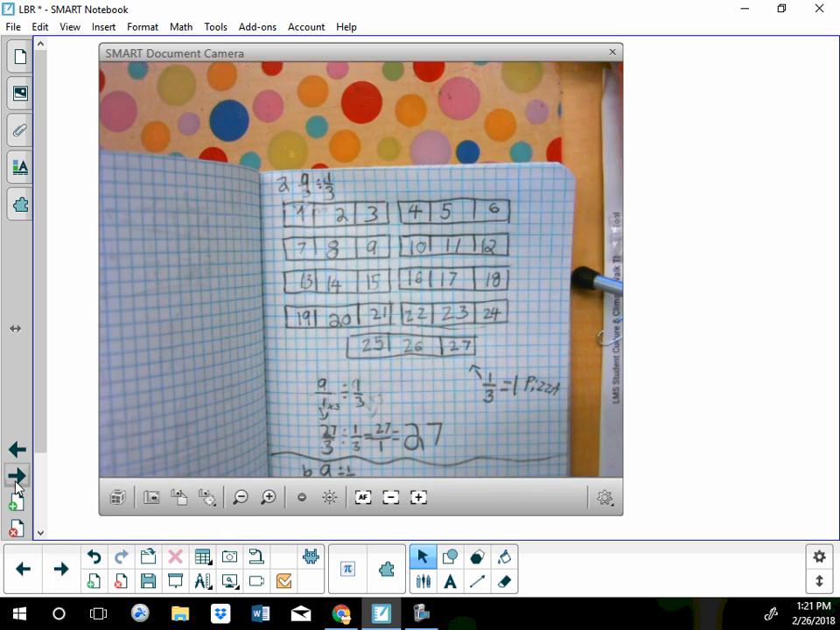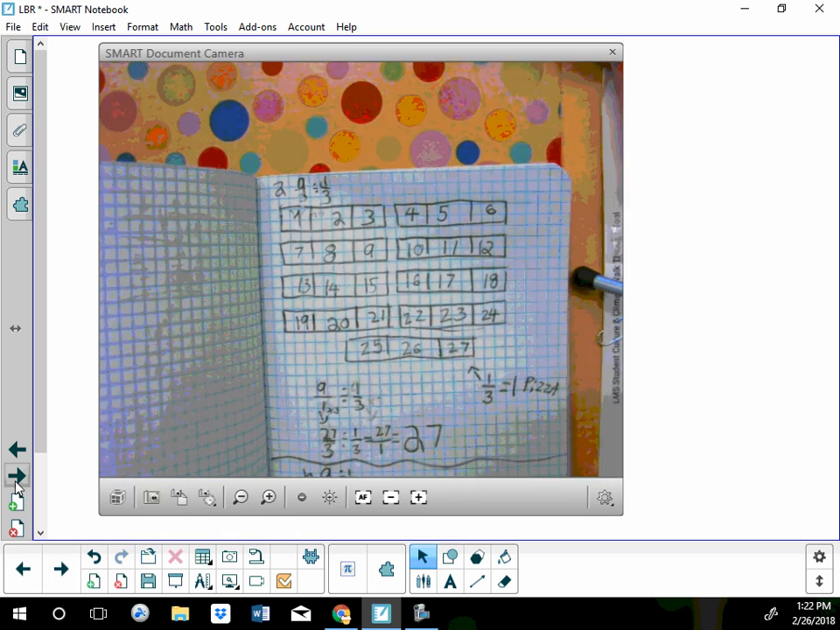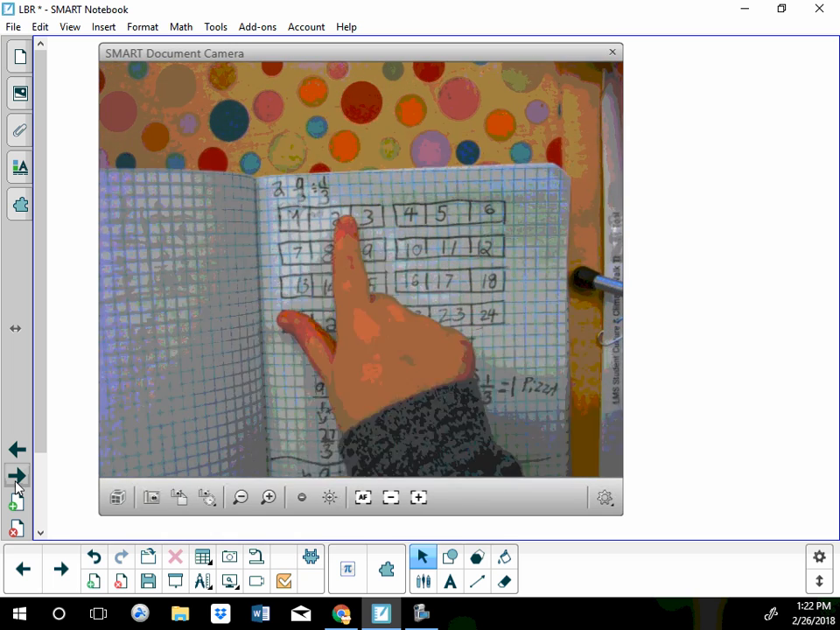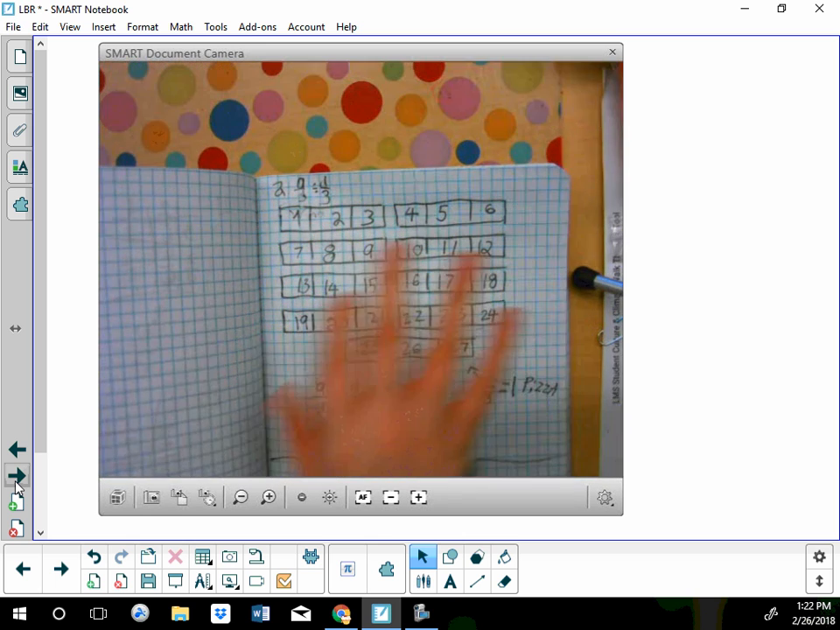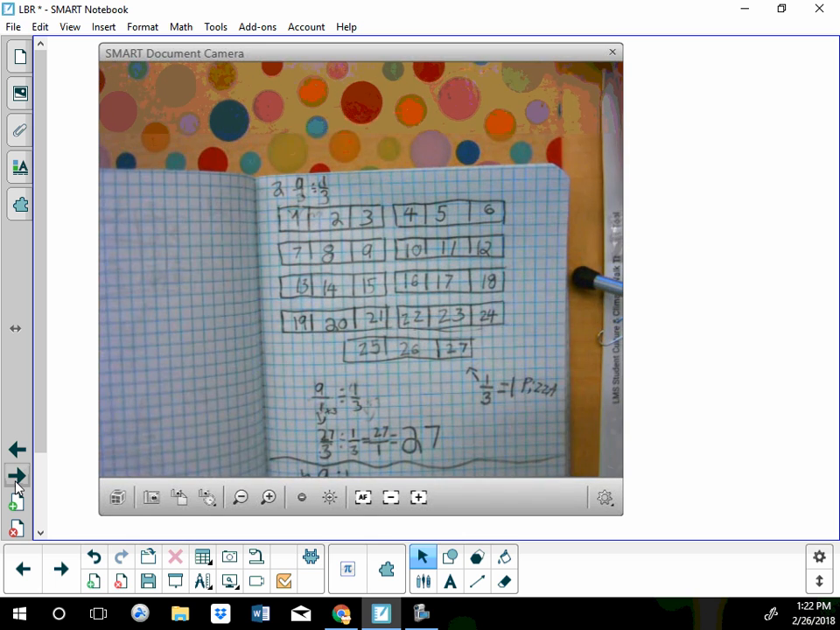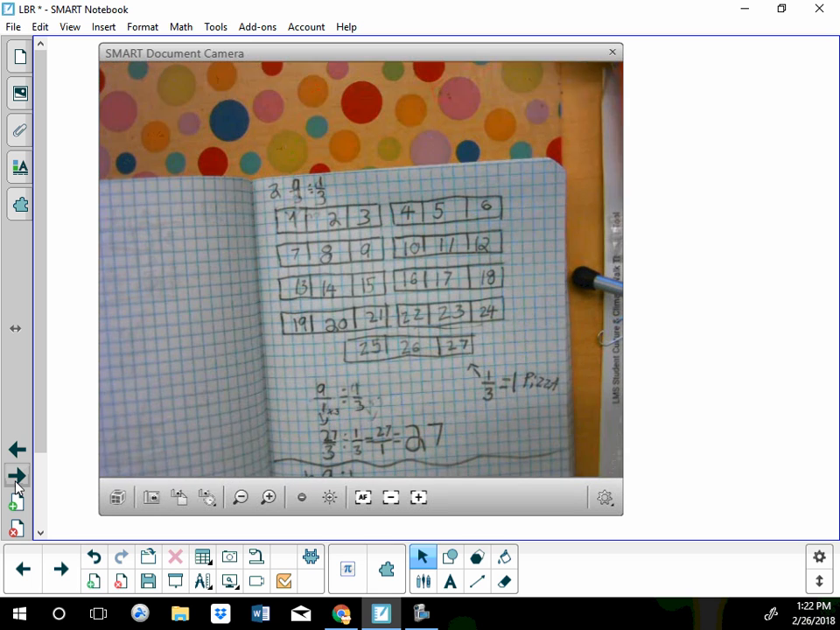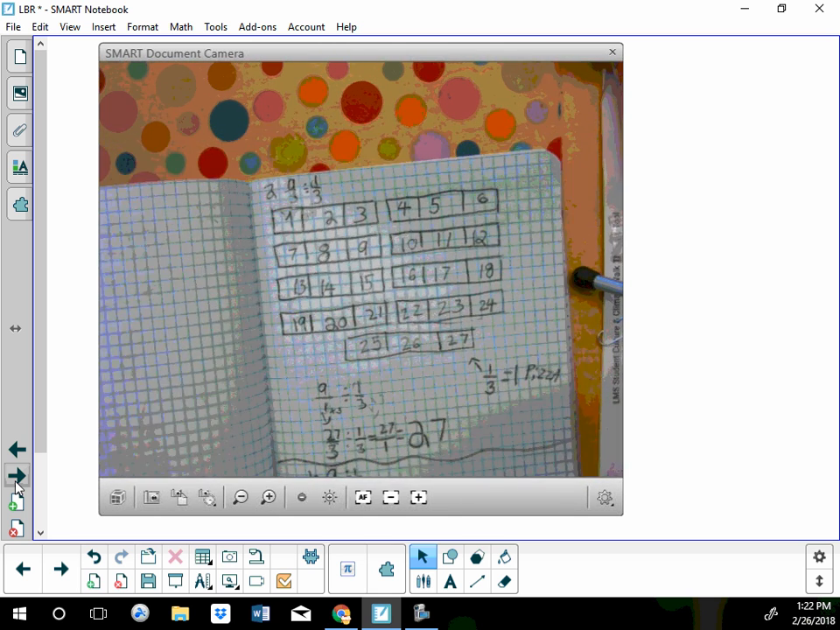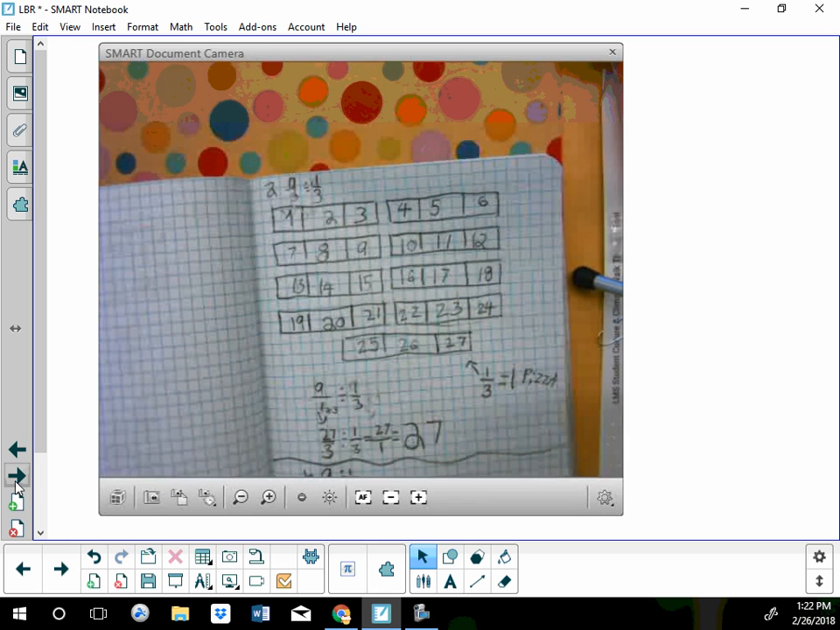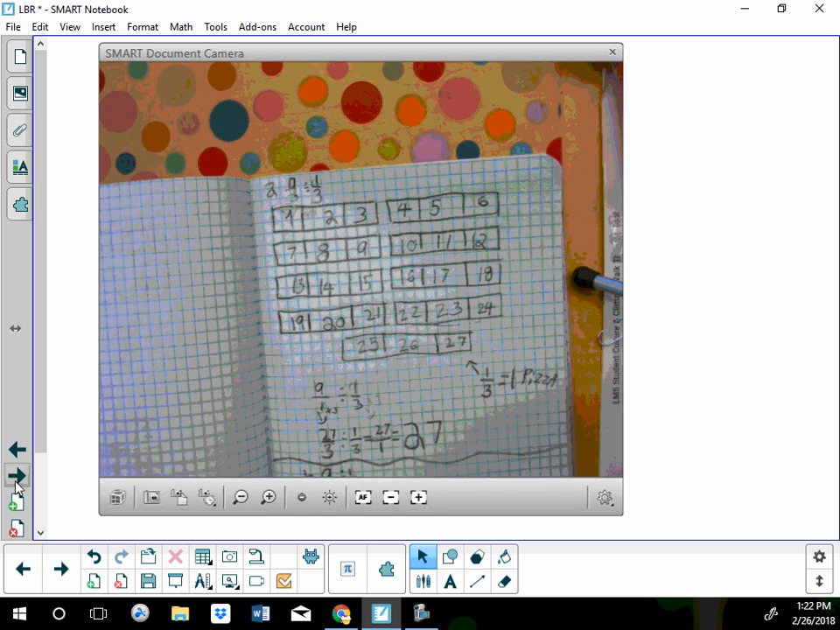Okay, so I had one box representing 1 block of cheese. Then I split them into thirds for each pizza, and then I counted them, and there were 27 of them. And then tell us about your algorithm. And then for my algorithm, I did 9 over 1 divided by 1/3. And then I got 27.